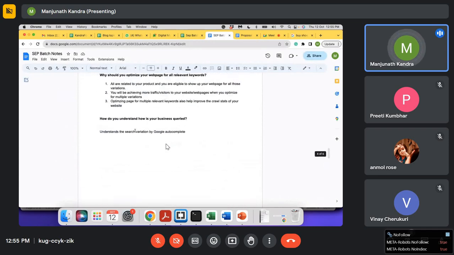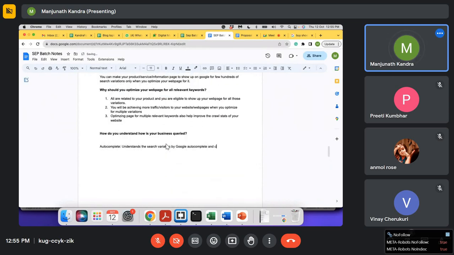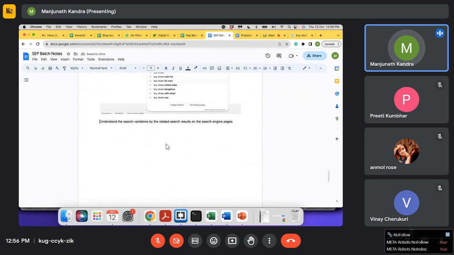So where did I write? Autocomplete. Understand search variations by Google autocomplete, and you can type different alphabets along with your seed keyword and get many more variations of the search queries. Correct? Right, done. The second way is, understand the search variations by related searches.